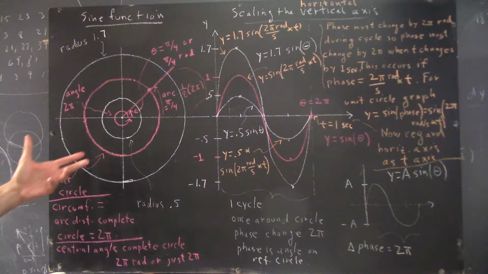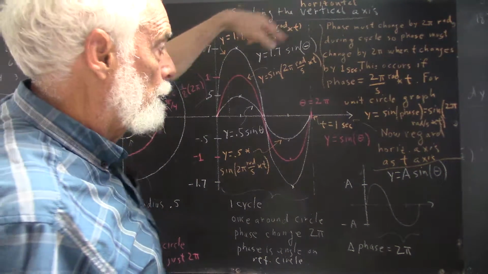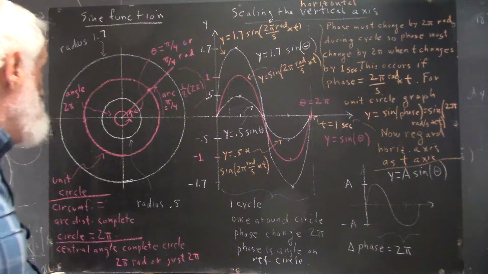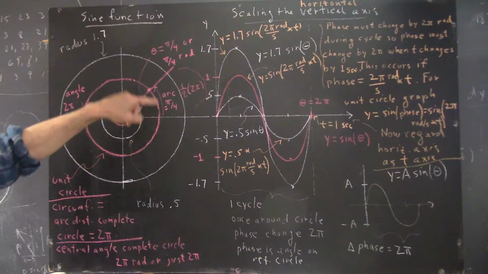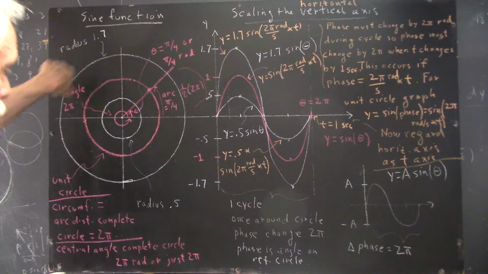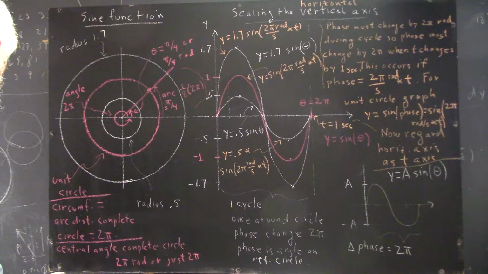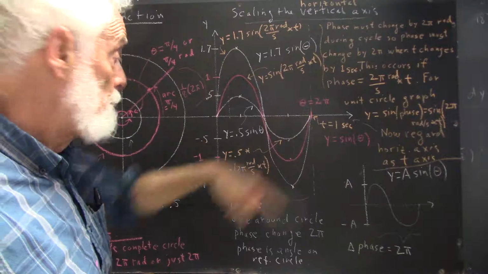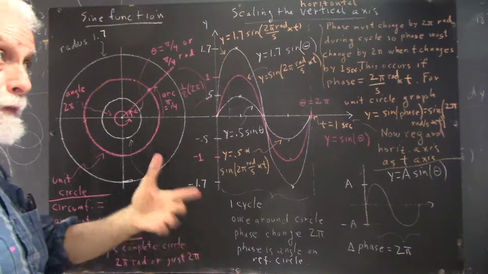A quick summary of the ideas of scaling the horizontal and vertical axes for a sine function. We start with a unit circle, the circle in red, and then a smaller white circle and a bigger white circle. We first construct the red graph. At this point, the graph is unlabeled.